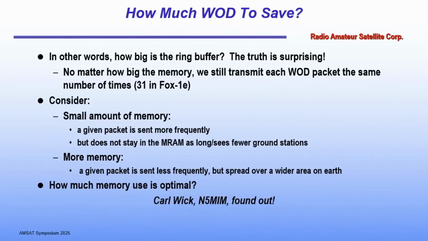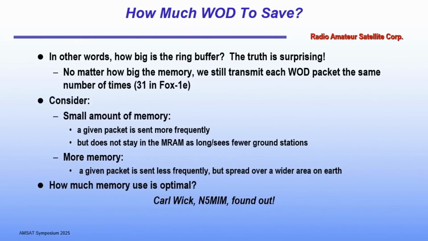No matter how big the memory, we still transmit each whole orbit data packet the same number of times, because it relates to how fast we transmit versus how fast we write. Yes? But so why does it matter? Why don't we just have one slot or something, or 31?